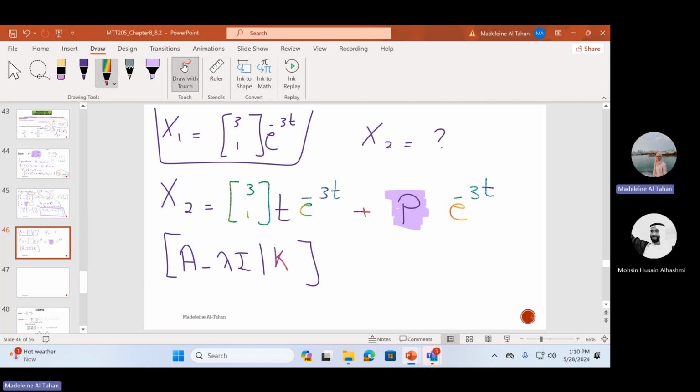What do we mean by this one? What was A minus lambda I? 6, negative 18, 2, negative 6. What was k? 3, 1. Write the 3, 1 here.